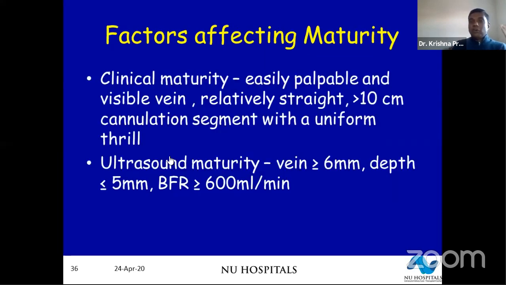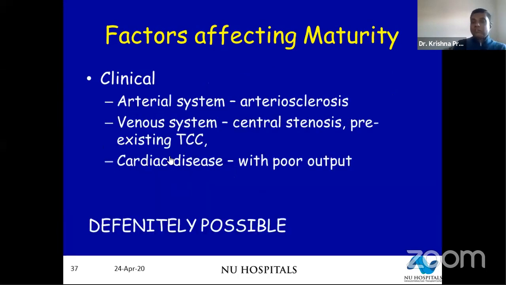I'm just going to cover shortly now on maturity. There are two ways to assess maturity. Manish has already covered what is clinical maturity: an easily palpable vein, visible, relatively straight, probably 10 centimeters for a good cannulation segment with a uniform thrill. But what is ultrasound maturity? Probably a vein which is about 6 millimeters in size, depth maybe around 5 millimeters, the more superficial, the better, and a blood flow of about 600 mils. And what are the factors which affect? Clinical, definitely possible.